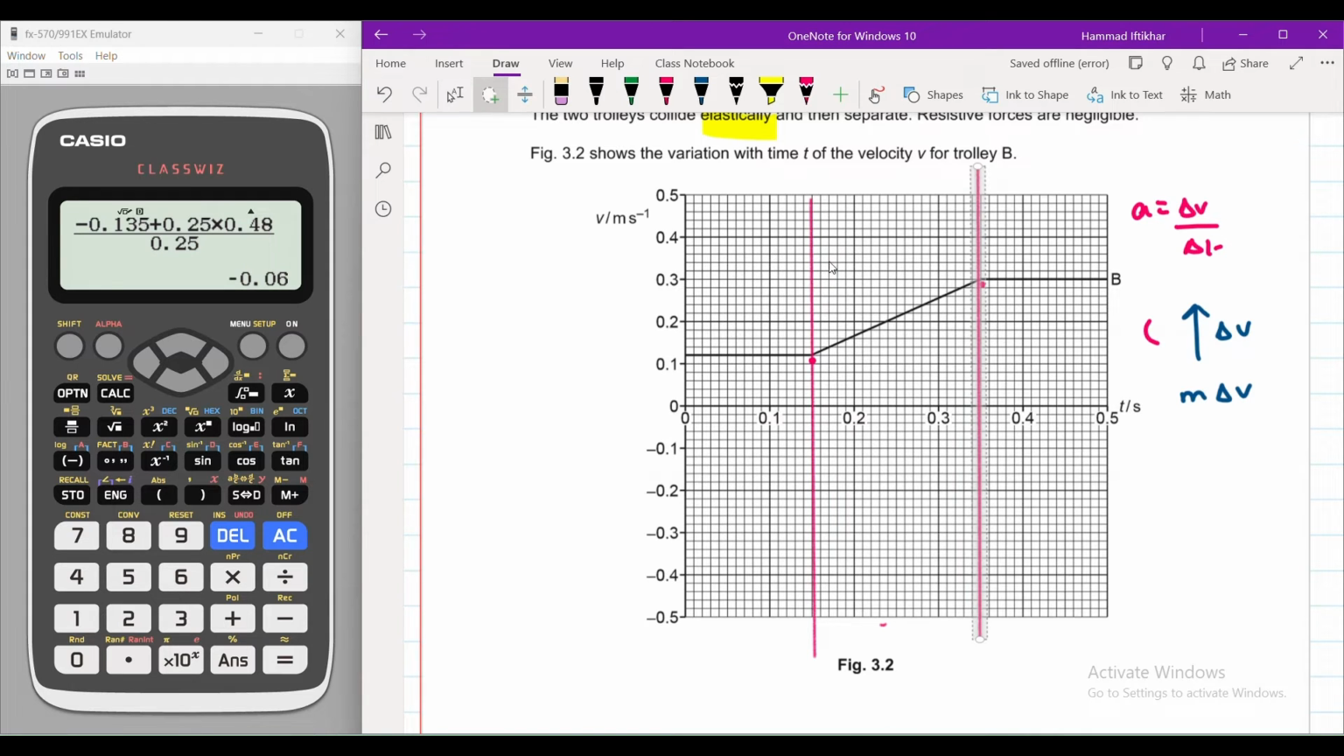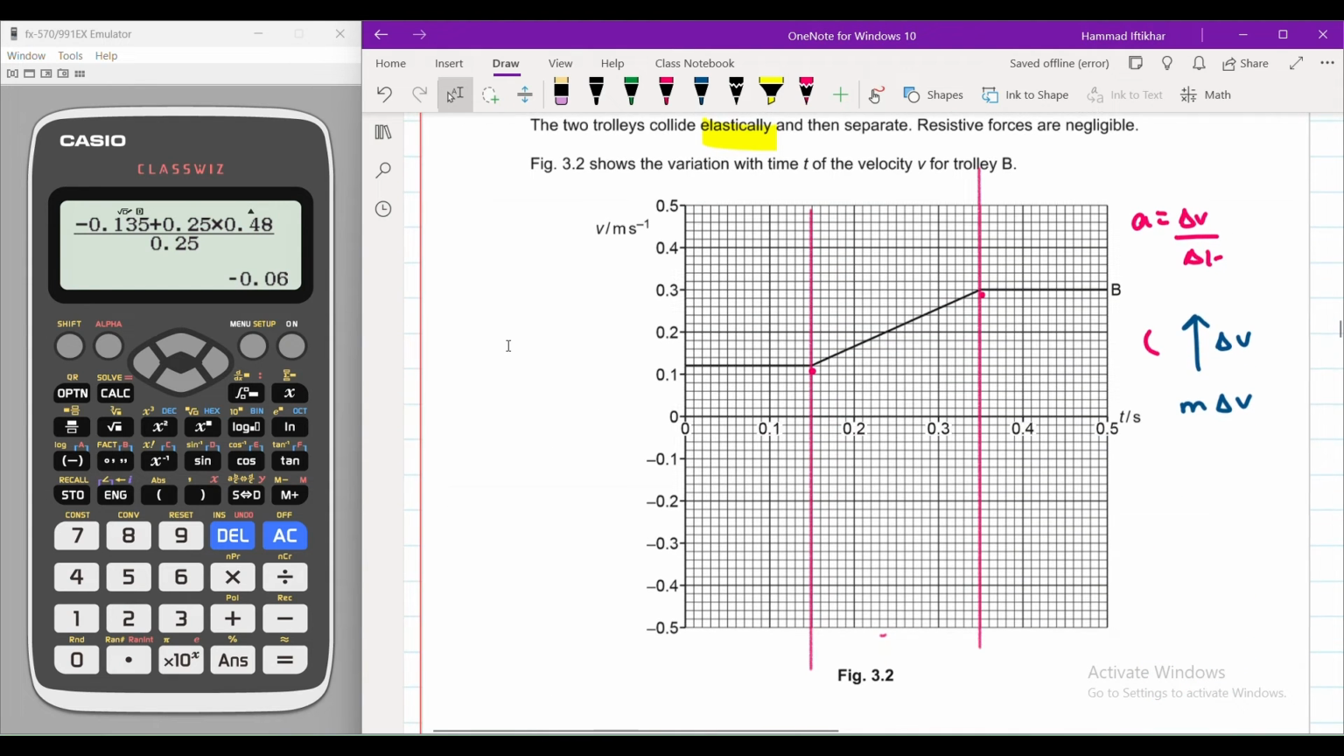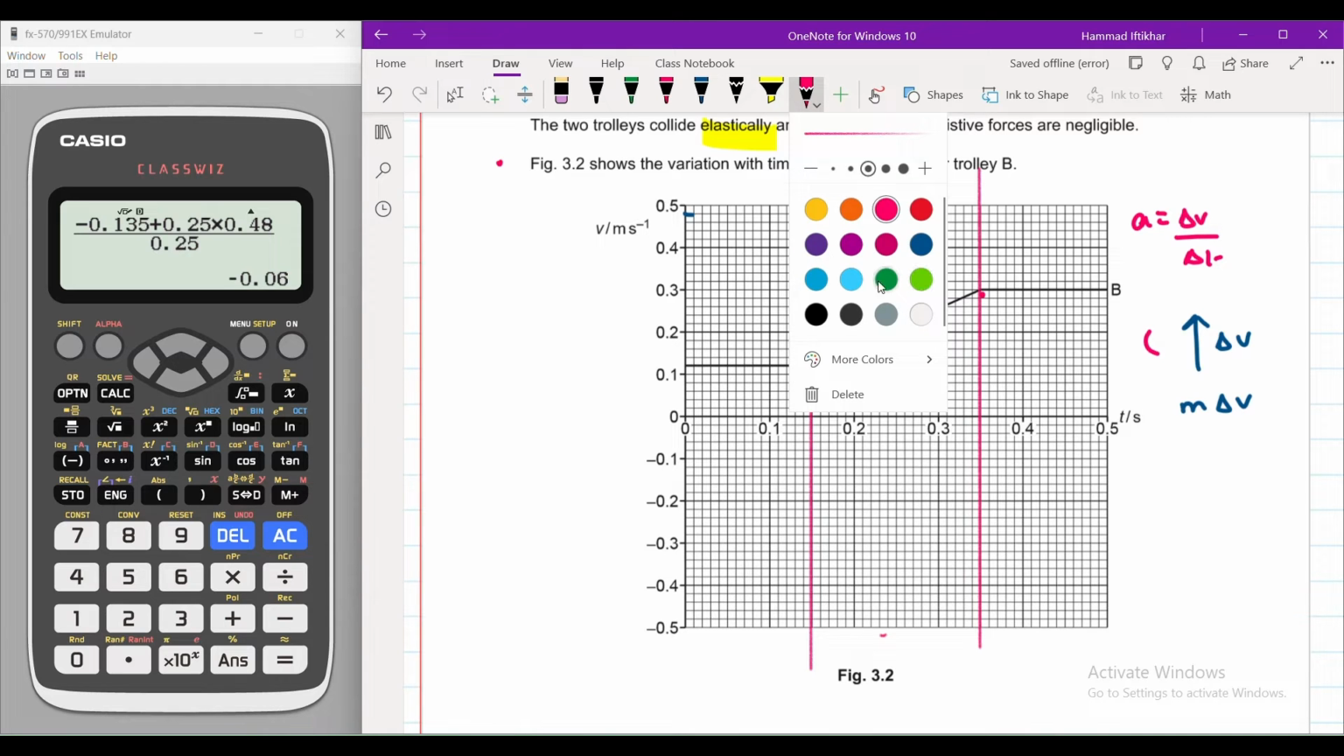Right, okay, so almost on the line, this and this also. Now since the collision is happening in between these two, it will be the same for the time A. For the time A, it was moving at initial velocity 0.48. Now 0.48 is somewhere over here, so let's use 0.48. Let's use a different color.